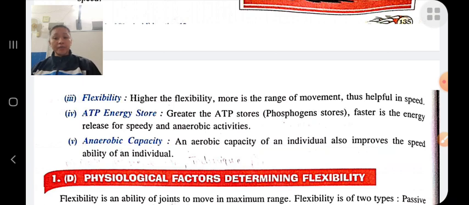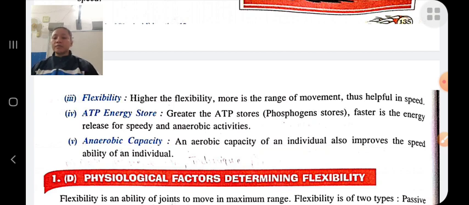ATP energy store. ATP means adenosine triphosphate. The greater the ATP stored, the faster the energy release for speedy and anaerobic activity. This ATP store acts as emergency energy, because when we do an activity at fast speed we do not have sufficient oxygen. Therefore, this ATP acts as emergency energy. It provides you energy during anaerobic activity.